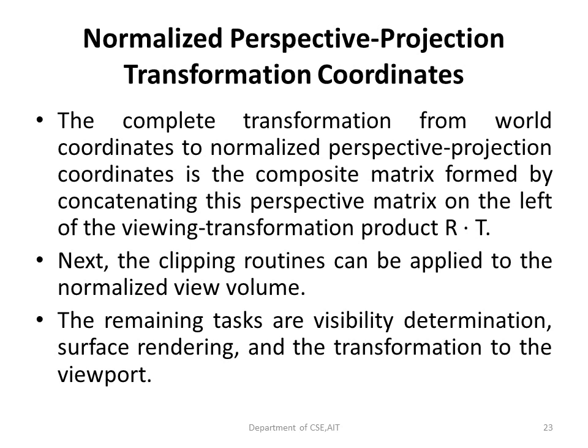Finally, the complete transformation from the world coordinates to the normalized perspective projection coordinates will be a composite matrix, consisting of concatenating the perspective matrix on the left of the viewing transformation product, that is R into T, rotation into translation. Next, the clipping routines can be applied to the normalized view volume, and then the remaining task will be to see which surfaces will be visible, which are not visible, and how the surface has to be rendered, and then finally the transformation to the viewport, that is to the viewing window, that is the display.